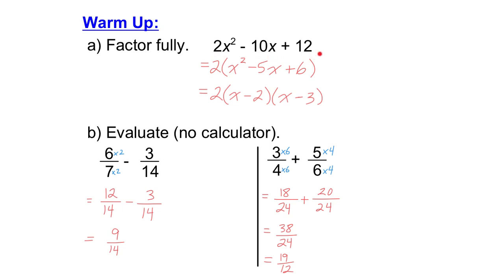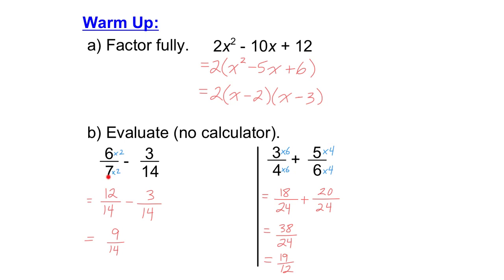The common factor of these three terms is 2. I'm left with a simple trinomial, which I can factor like this. When you're adding and subtracting with fractions, remember you have to have a common denominator. So you have to manipulate one or both denominators so that they end up being the same.